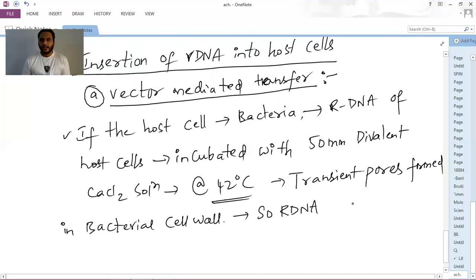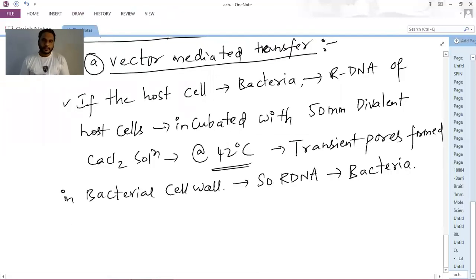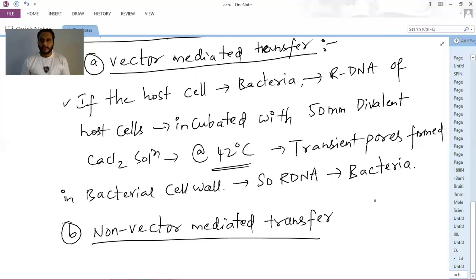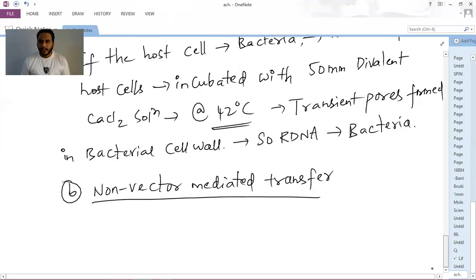So that rDNA enters into bacteria. So this is one method. Next, the second method, non-vector mediated transfer. In the first method, we studied how to transfer rDNA into the host by using a vector. Now, without using vectors, we can also transfer rDNA, so we will study those techniques.